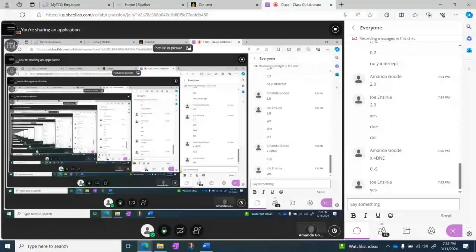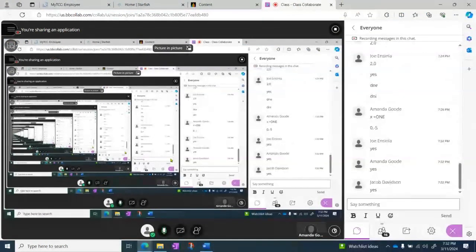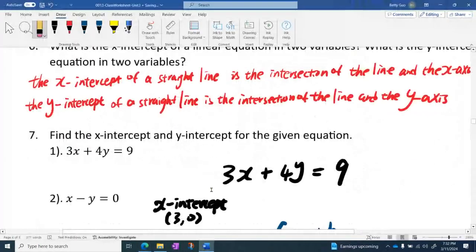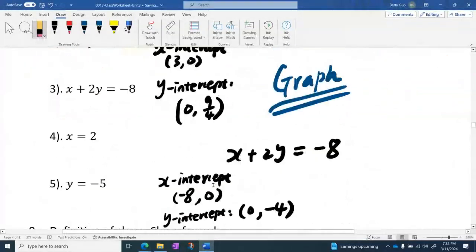Graphing a straight line, graphing a linear equation in two variables, is very important. If the linear equation in two variables is given in a standard form, ax plus by equals c, then using the x-intercept and the y-intercept to graph the line is very convenient. And for the horizontal and the vertical, let me show you.